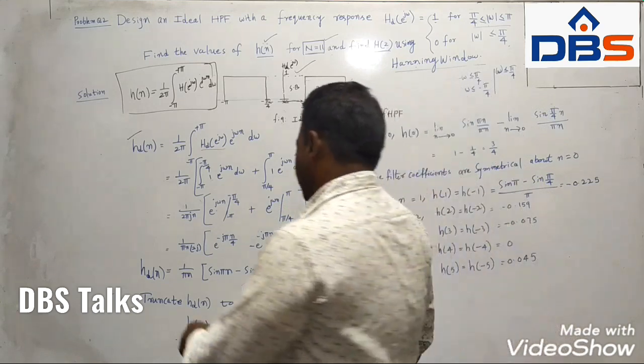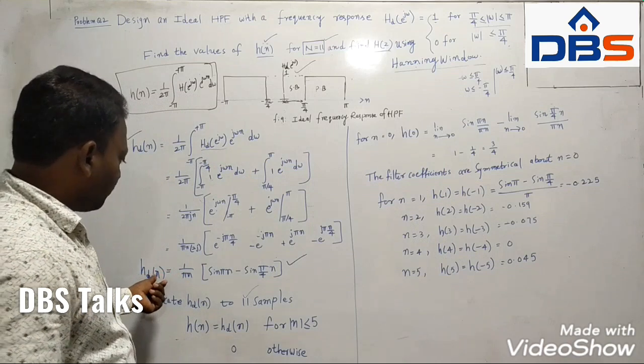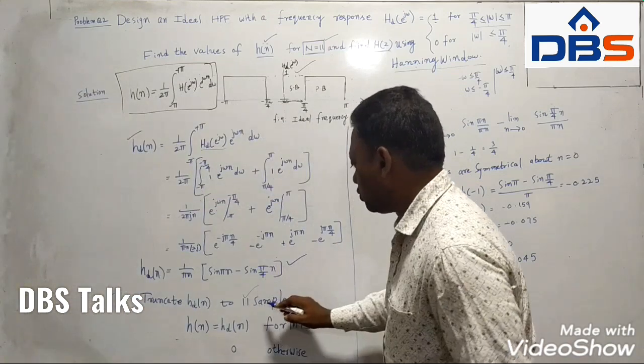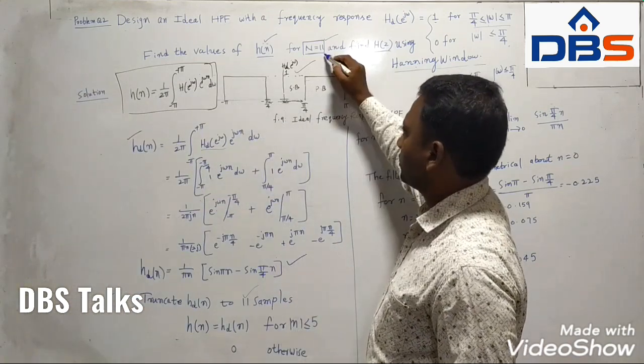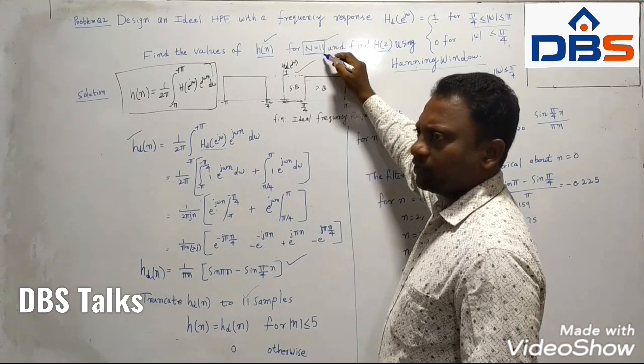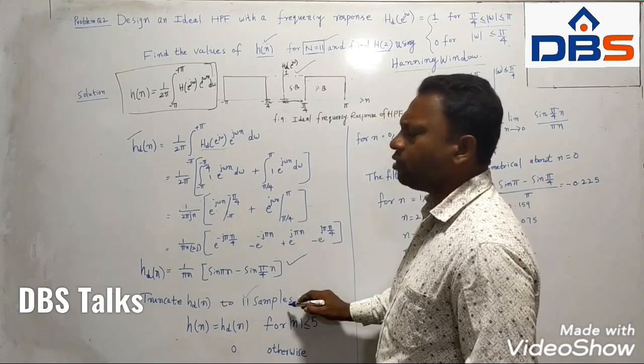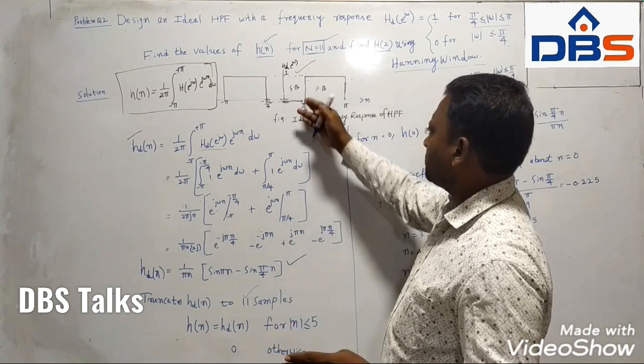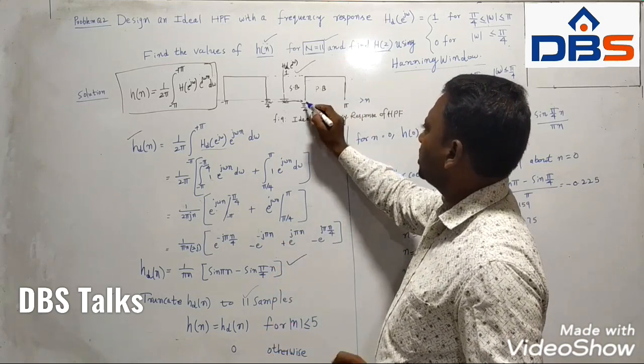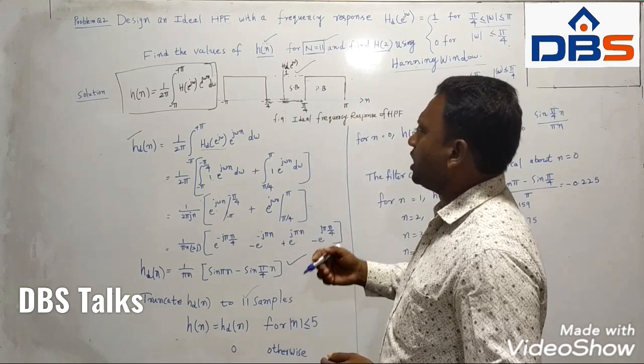Therefore, truncate this hd of n to 11 samples, because N is 11. Suppose N is 17, then we have to truncate it to 17 samples. The total response is continuous, right? So you truncate this response to 11 samples.